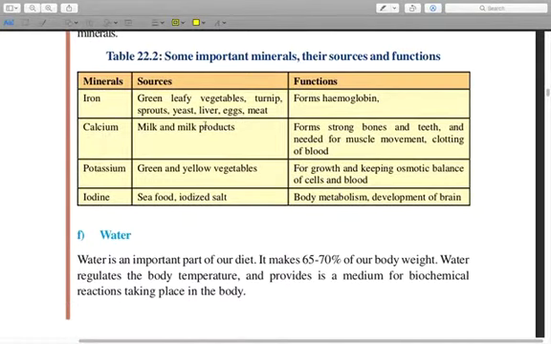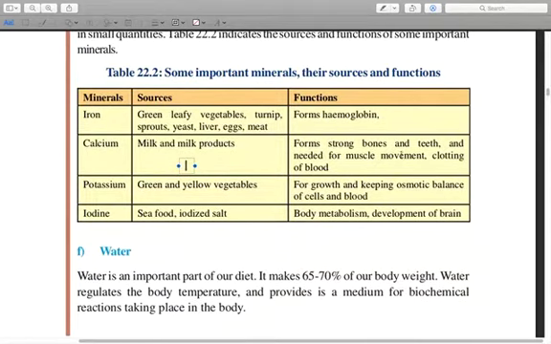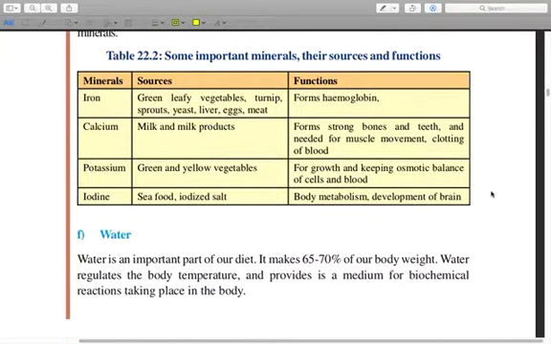And next one is calcium, milk and milk products. You might have heard about that. To get calcium in our body, we have to drink milk and milk products. So it forms strong bones and teeth, and is needed for muscle movement and clotting of blood also. These are some functions of calcium.